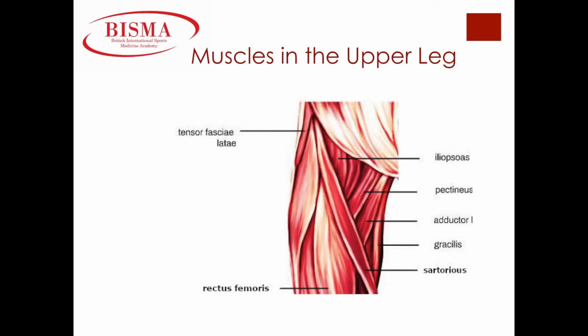The tensor fasciae latae originate on the crest of our ilium and insert on the iliotibial tract or band, which is connective tissue. The joints crossed are the hip and knee, and when this muscle contracts, it causes flexion of the hip, and it also assists with abduction of the hip and medial rotation of our hip.